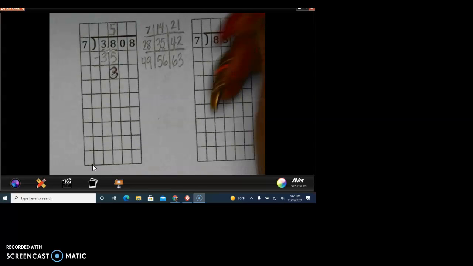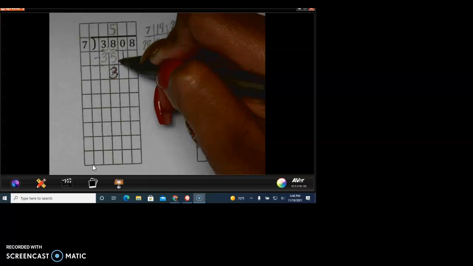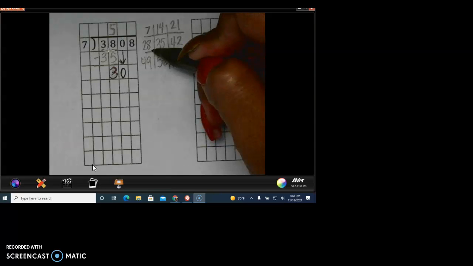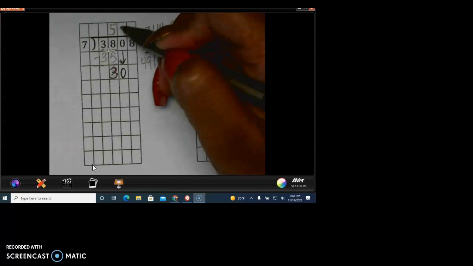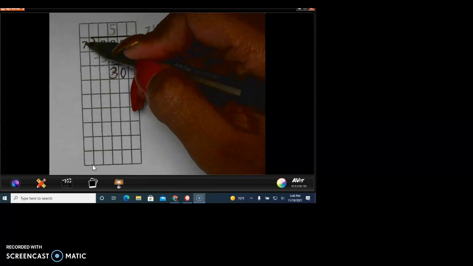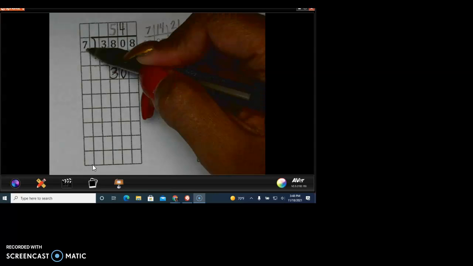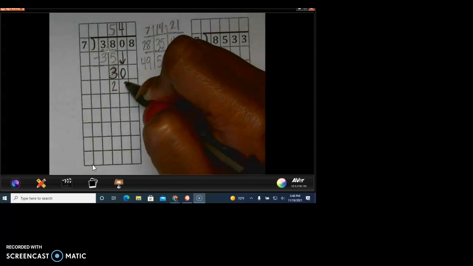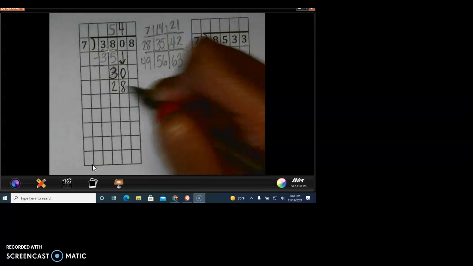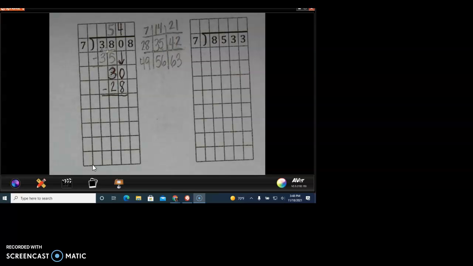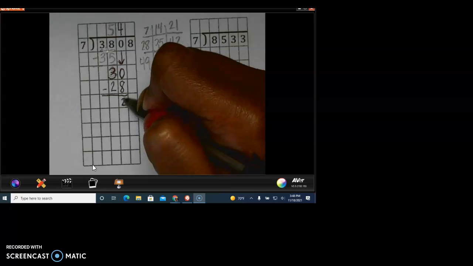All right, after I subtract, I bring down my next digit. There's a 0 here. Now I have 30. Well, I can go up to 7 times 4 is 28. So 30 can be divided by 7 4 times. 4 times 7 is 28. I put the 2 under the 3 in the tens place, and I put the 8 in the ones place. And I subtract. I'm left with 2.